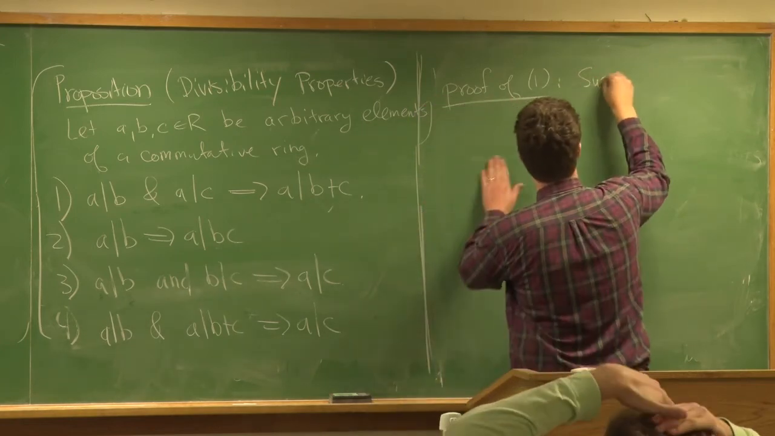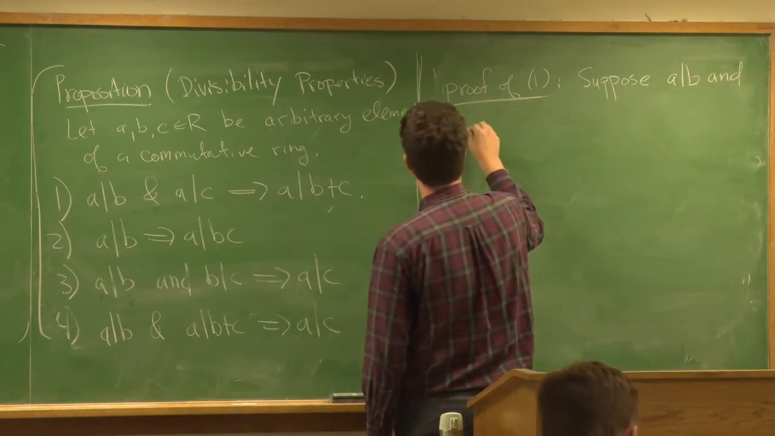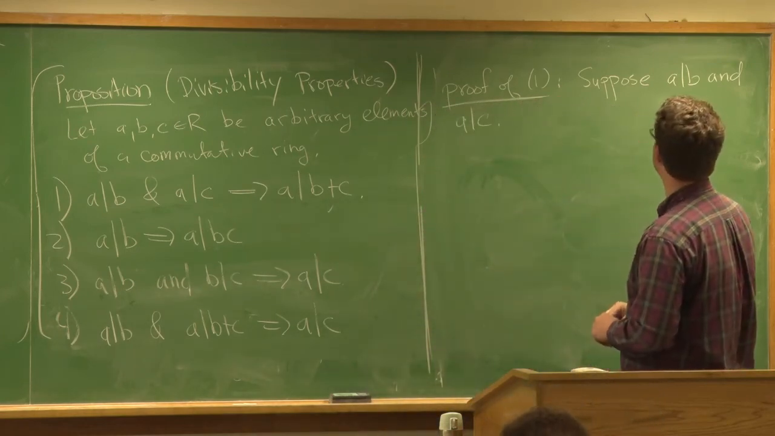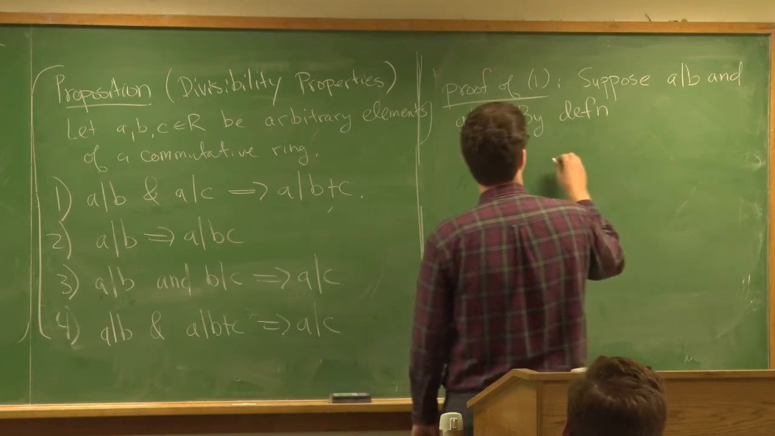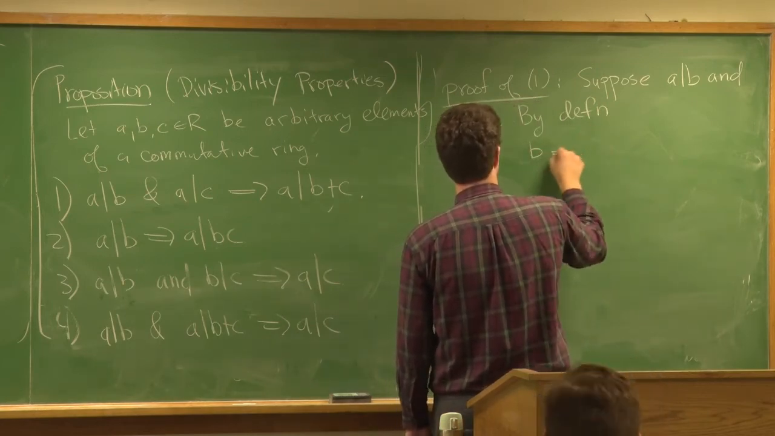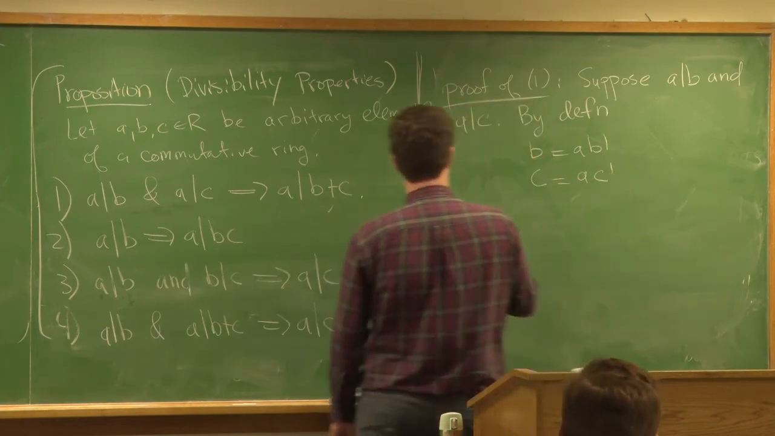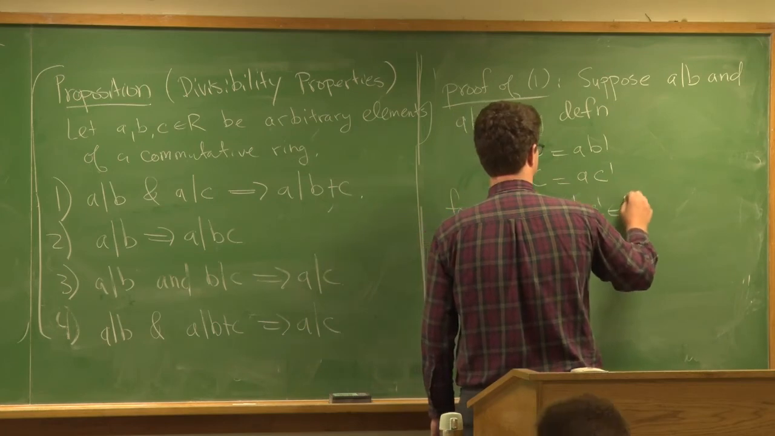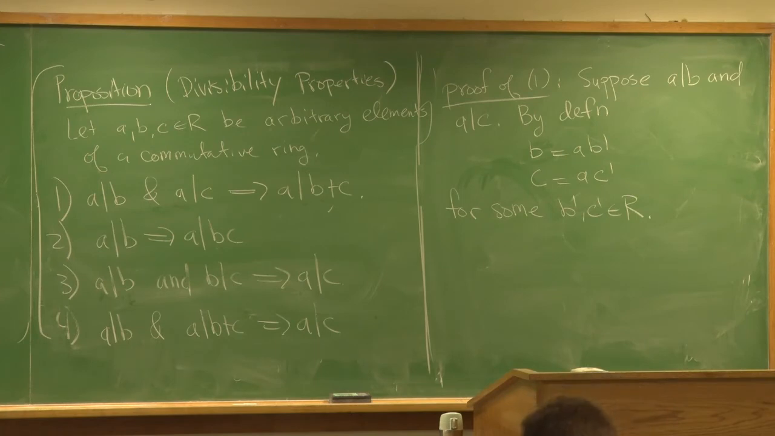Okay, suppose A divides B and A divides C. So now we apply the definition of A divides B and A divides C. So by definition, this is the definition of divisibility, B is equal to A times B prime, and C is equal to A times C prime for some B prime, C prime in the ring R. So this means that there exist some B prime and C prime such that B is equal to AB prime and C is equal to AC prime.